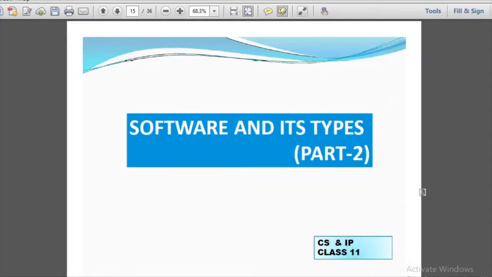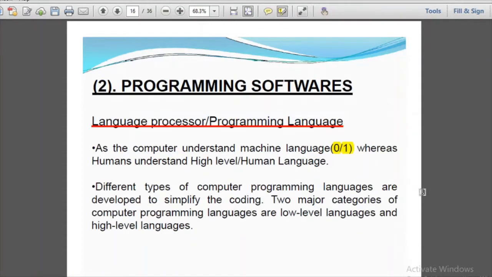Software and its types, part 2. In the previous tutorial, we learned about what is software and system software, and some of the system software such as operating system, system utilities and device drivers. Now, next we are going to study programming software.